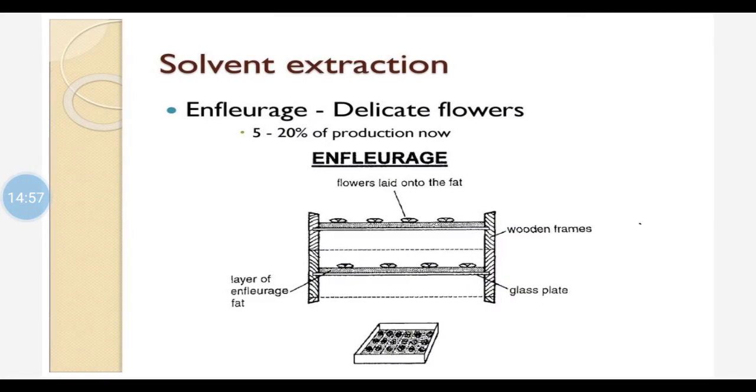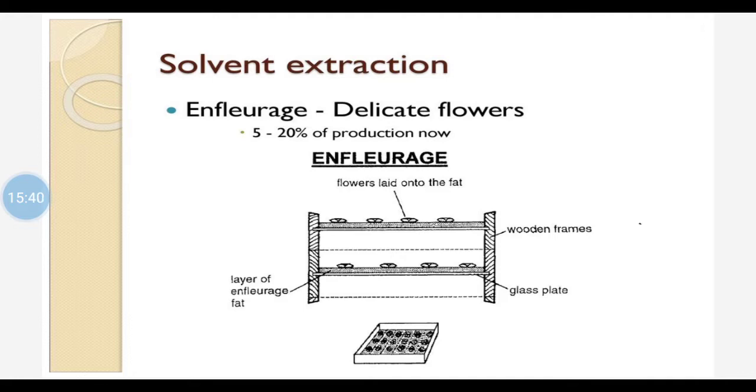Now, the next method is the enfleurage method. There are three techniques. One is distillation, the other is the enfleurage method, and the third is the expression method. All three we are going to discuss. Now, the enfleurage method is mostly used for delicate flowers, so flower parts which contain oil. For those, this method is used for isolation of the drug.